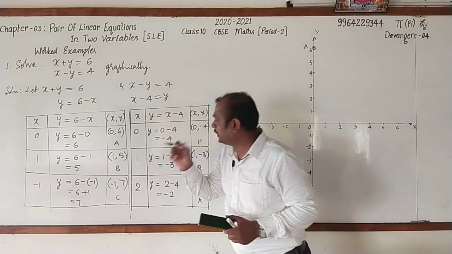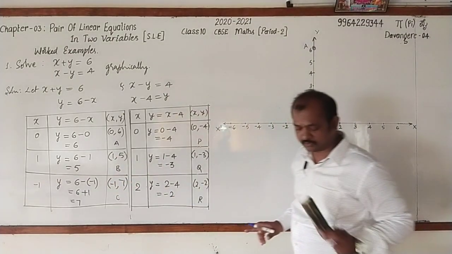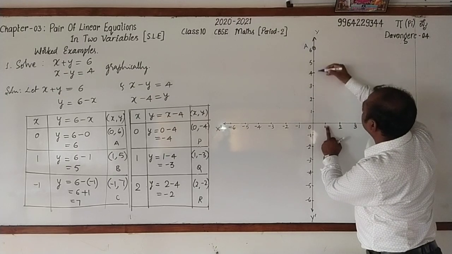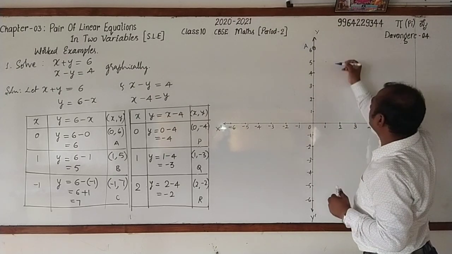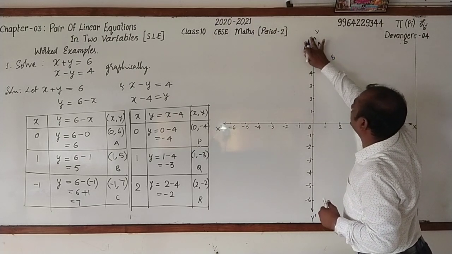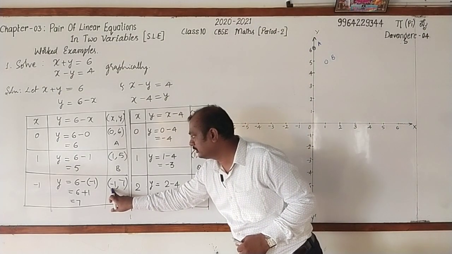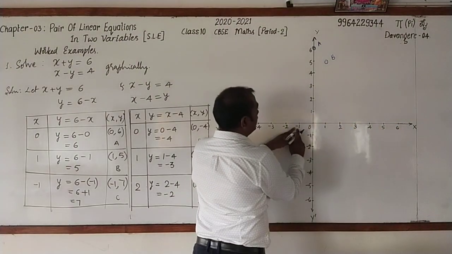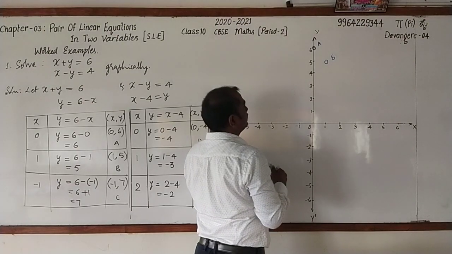Next, second point B, when x is 1, y is 5. That comes here. Right. Now again I am going to encircle it. Call it B. This is A. Next, another point. When x is minus 1, y is plus 7. So I am going to extend it. Look here.